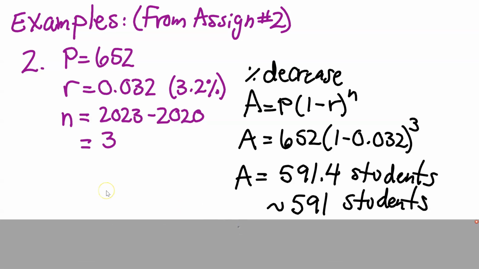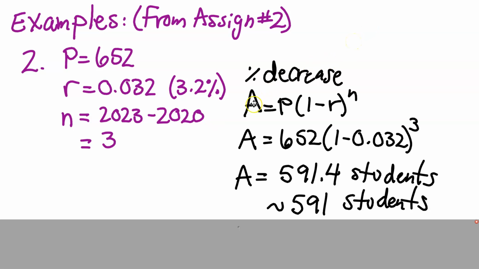When you're reading the question, it says that Sydenham High School has a current population of 652 students. So that's your present value. It wants to know what the population will be in 2023 if it decreases by 3.2% every year. So 3.2% as a decimal is 0.032, and your n is how long has passed since it started. It's 2023 minus the current year, which is 2020, so 3 years will have passed. It's a percent decrease question.